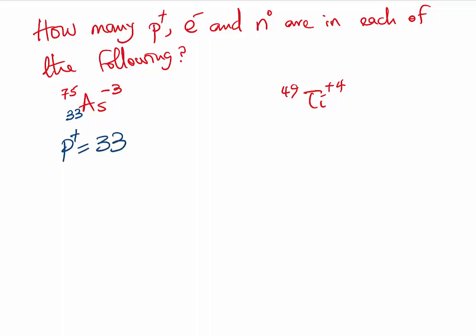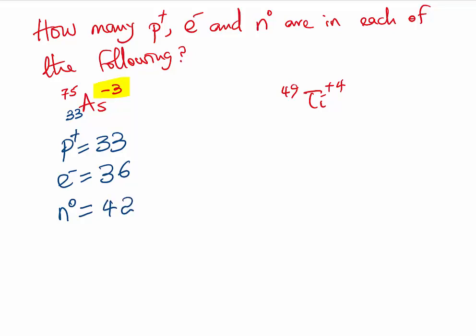And remember, in chemical reactions, the number of protons does not change. We have a charge of -3, which means 3 electrons have been gained. So the number of electrons in this ion would be 36. How many neutrons do we have? We will need to subtract 33 from 75, and that will be 42.